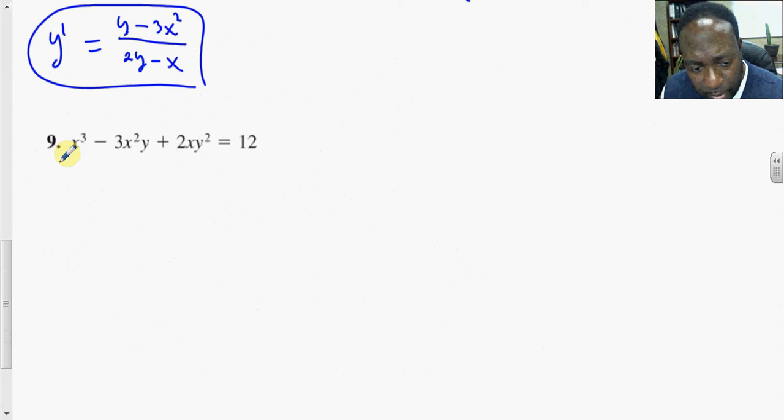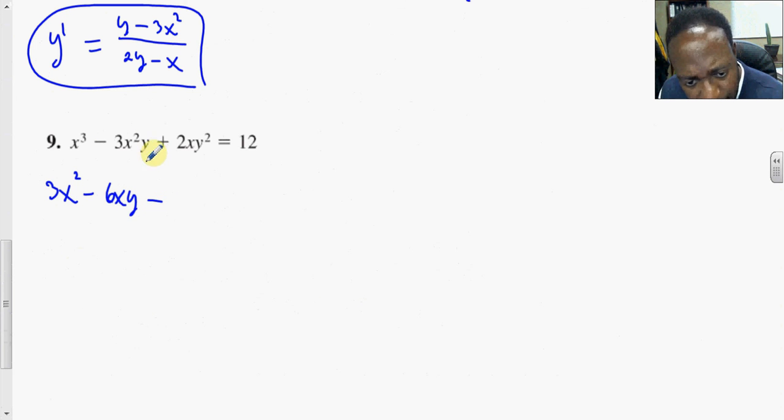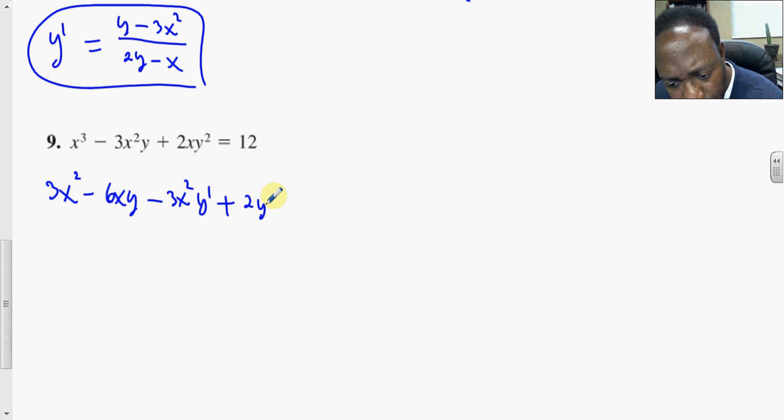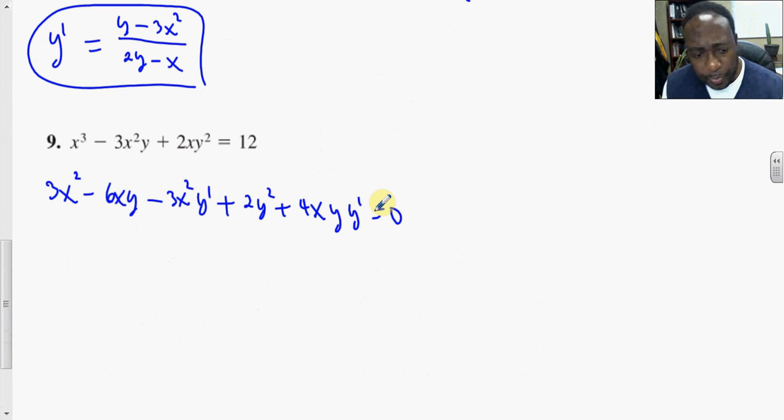This problem is kind of similar to the previous one, but a little bit more involved. So this is 3x squared minus, take the derivative of the first, that's 6x times the second, minus 3x squared, the first, times the derivative of the second, that's y prime, plus use the product rule on this expression. This is 2 times y squared plus the first times the derivative of the second, which is 2x times 2y times y prime, right? So this is 2 times 2. We get 4x times y prime equal to 0.